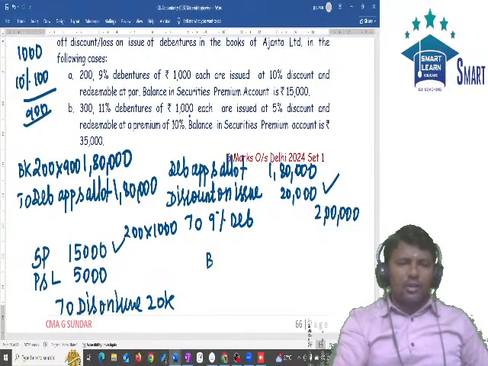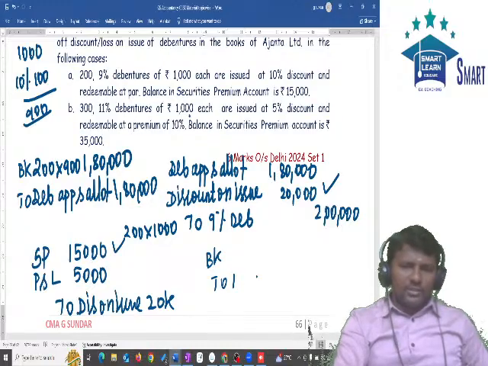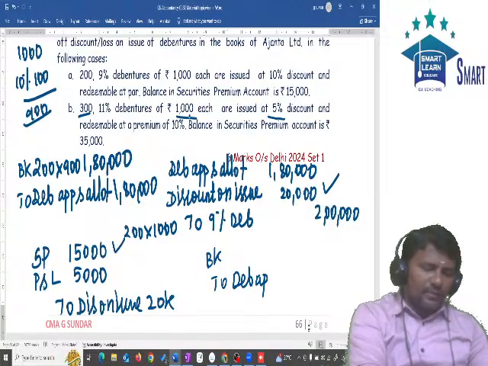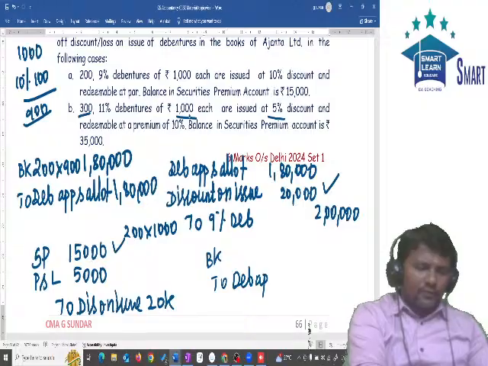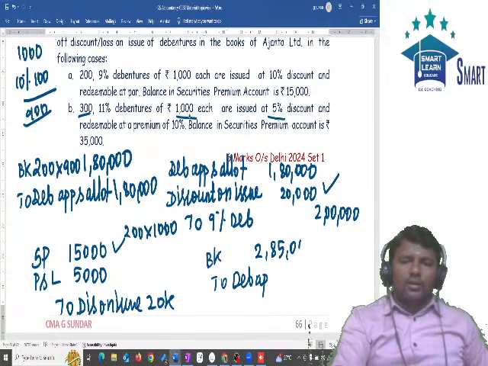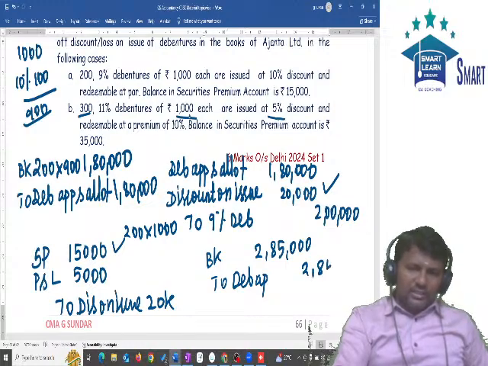First entry: bank account debit to debenture application and allotment account. How many debentures? 300. 300 into the discounted price. What is the discount? 5%. So it is 950. 300 is the number of debenture into 950. 300 into 950 will give you 2,85,000. And also, what is the next journal entry?